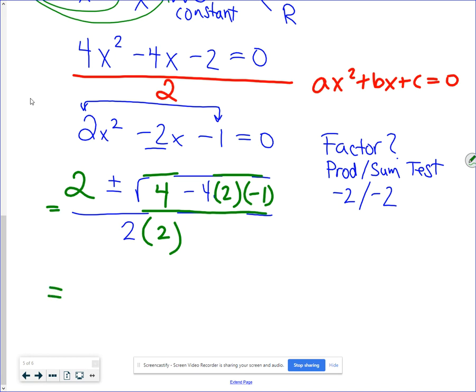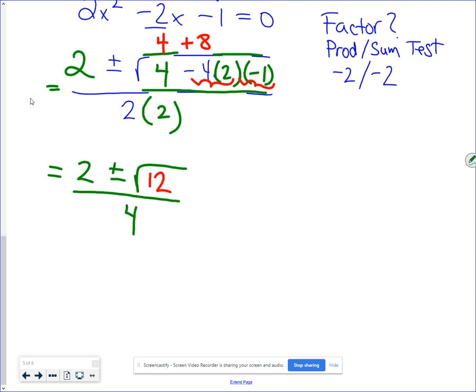So here we go. We got 2 plus or minus on the bottom. 2 times 2 is 4. I got my square root. What's under the square root? Well, we got 4. And then we got -4 times 2 is -8. Times -1 is going to be +8. So we get the square root of 12.